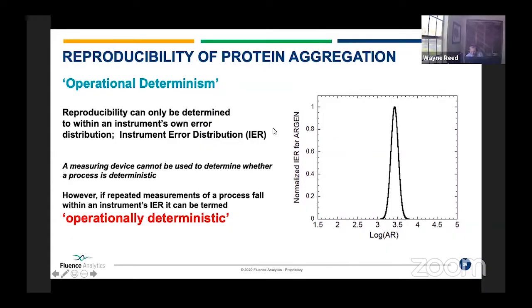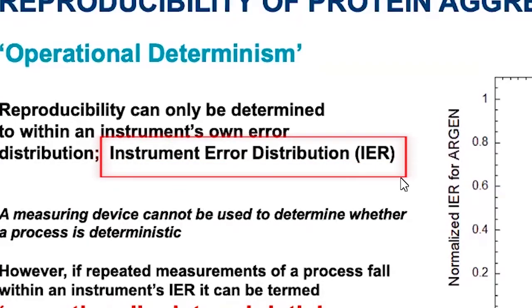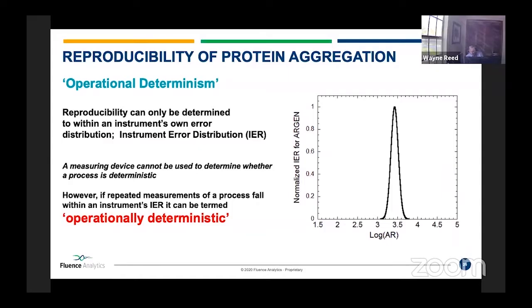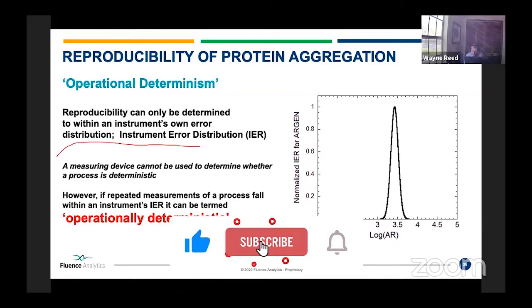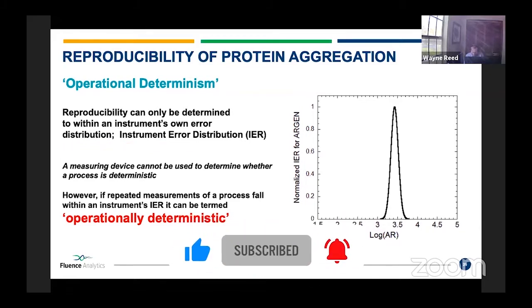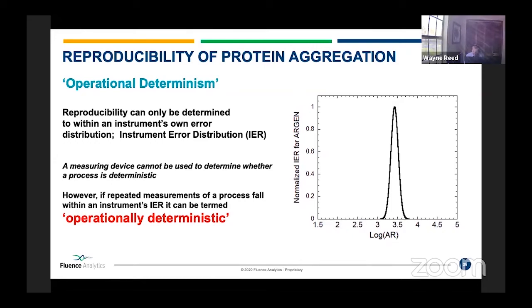And that's because the instrument always has its own instrument error distribution, which is a sum of the different errors associated with it. With the Argent, it's temperature, which is actually very well controlled. That's not a big factor, but it's there. You have some width, and then stray light, a reinsertion of a vial, and various other effects all sum up to give that distribution you see there. That's for the Argent. So if you repeat experiments many times and the distribution of the results falls on or within that inherent instrument error distribution, you're operationally deterministic. That's as deterministic as you can tell with that instrument.